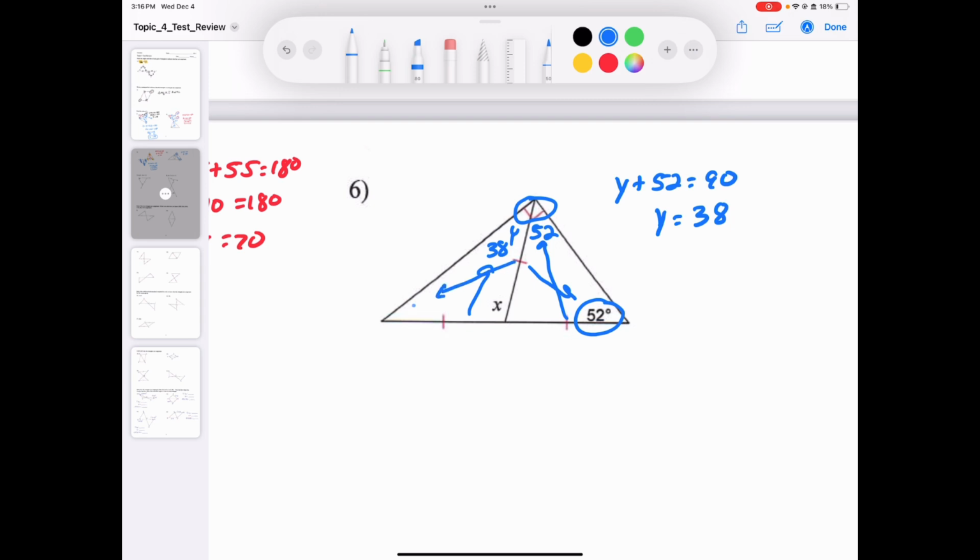Opposite angles are congruent, so that's 38. So 38 plus 38 plus x, because remember, interior angles of a triangle have to add up to 180. That has to be 180. 38 plus 38 is 76. Subtract 76 from both sides. Get x is equal to 104.